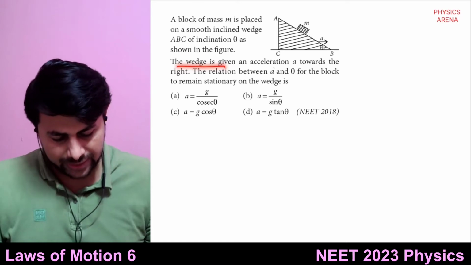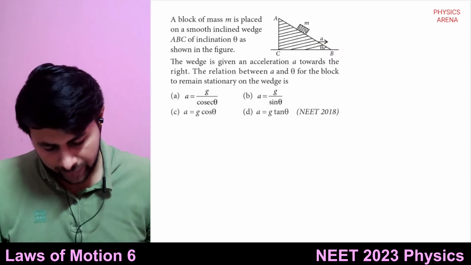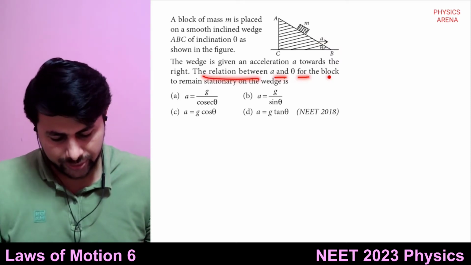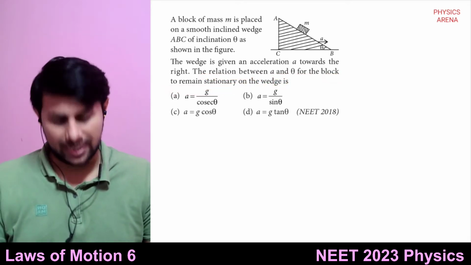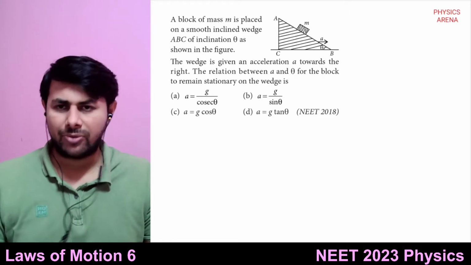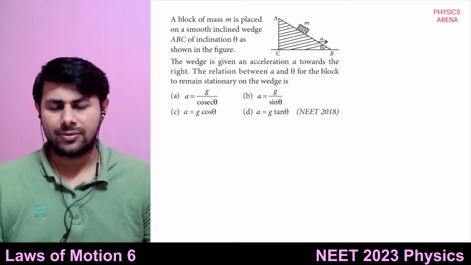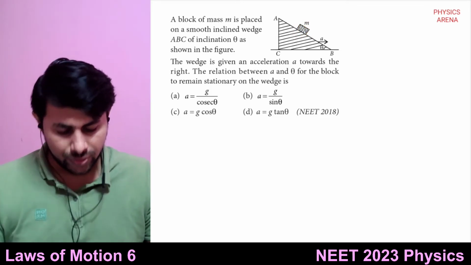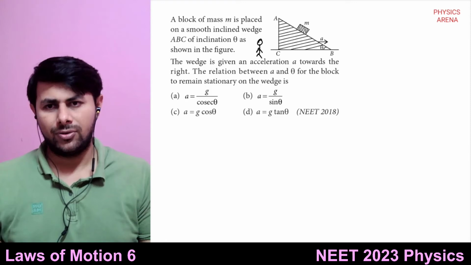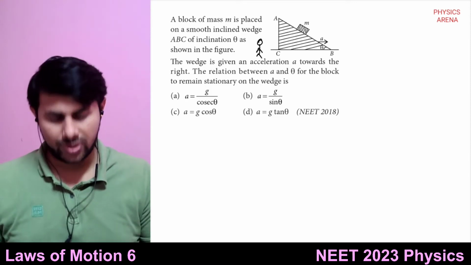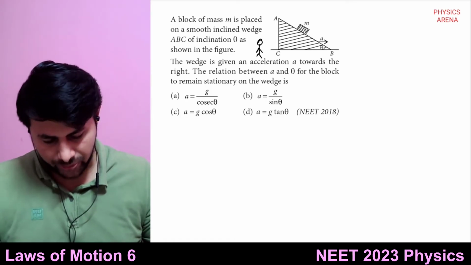The wedge is given an acceleration a towards the right. Okay, it is given some acceleration towards right. The relation between a and theta for the block to remain stationary on the wedge. So how much should be that acceleration? Okay, we have to find out acceleration such that this block remains stationary. This is the question. Okay, so once again, we'll consider our observer is looking from outside. Okay, so our observer is inertial.